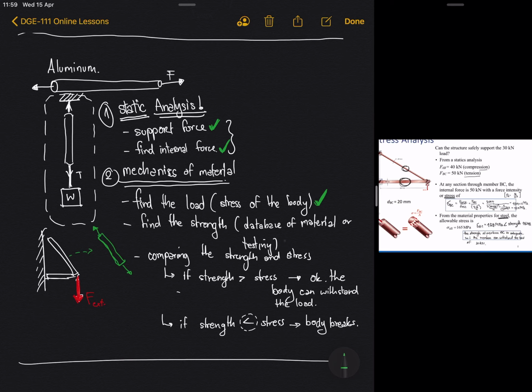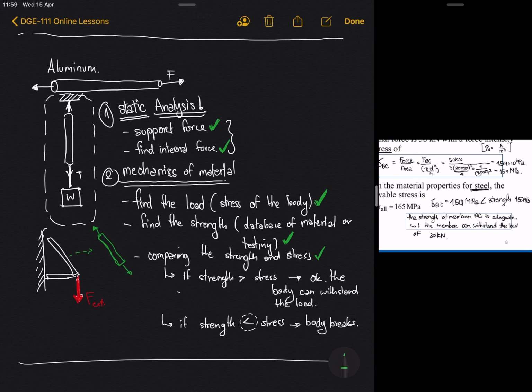So this one we got already from the problem, and then we compare it with the stress. As you can see here, we compare the stress and the strength. The stress is 159 megapascal, which is less than the strength of 165. Then it means we are falling into this case. Okay, then we pass.